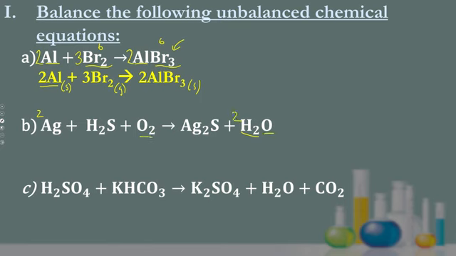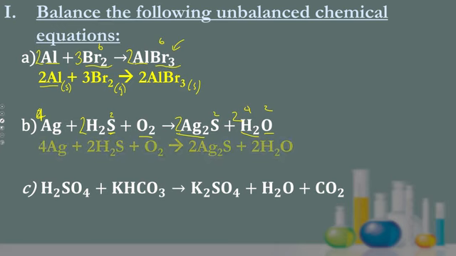So let's make this into a 2 to make 2 oxygens, but now we also have 4 hydrogens. So I'll put a 2 also here. Okay, what I notice is I also make the sulfur into 2. So put a 2 here to make it 2 sulfurs each here. And that makes it 4 silver atoms, and so this changes into 4, and so now it's finally balanced.